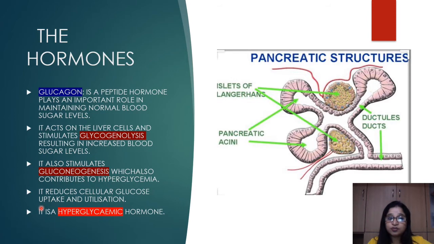Another way it contributes is it reduces the cellular glucose uptake and utilization. So it prevents the other cells from taking up glucose. So as a result, glucose remains in the blood, its level increases in the blood, and that leads to hyperglycemia. So glucagon is a hyperglycemic hormone.